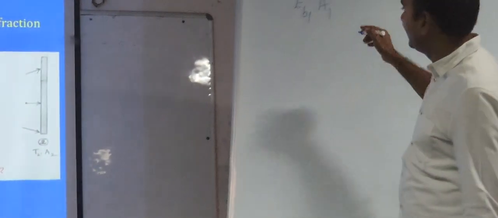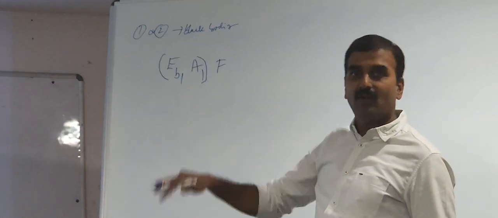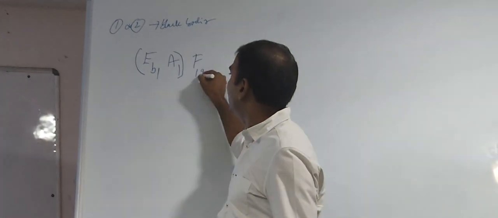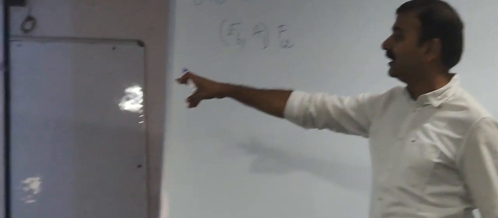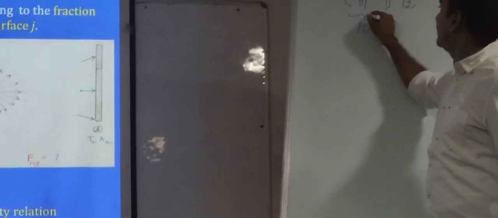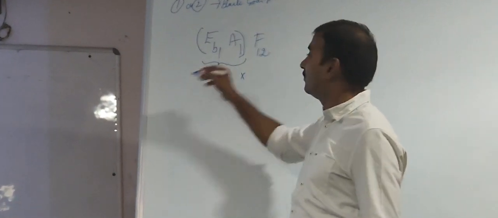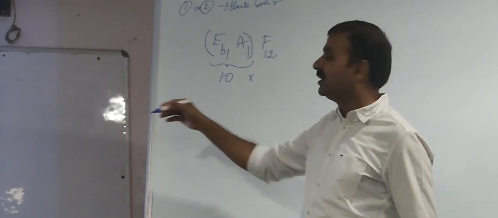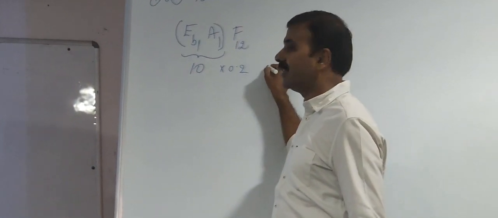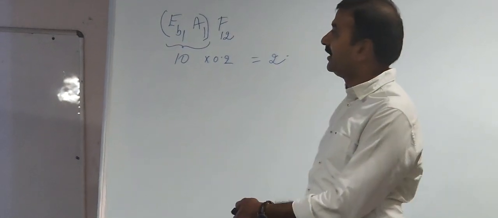Out of this, what is striking this? How much is actually falling on this? You have to multiply this with F12. This is the energy that is leaving the surface, and then out of this, what is falling on this is this. Please remember, there we took the case of 10 units. This EB1 into A1 is 10 units into what is F12? 0.2. So it is equal to 2. So 2 units is striking on this.